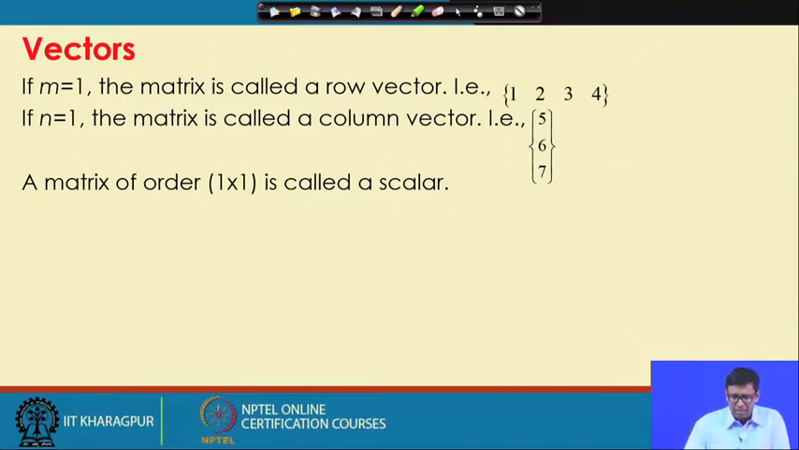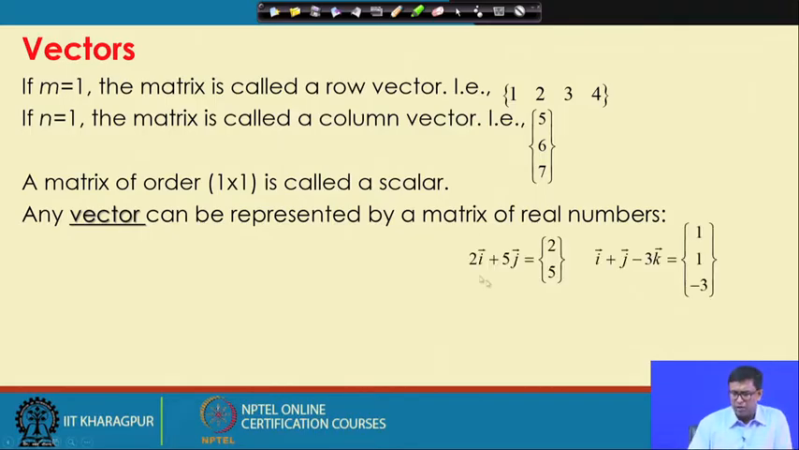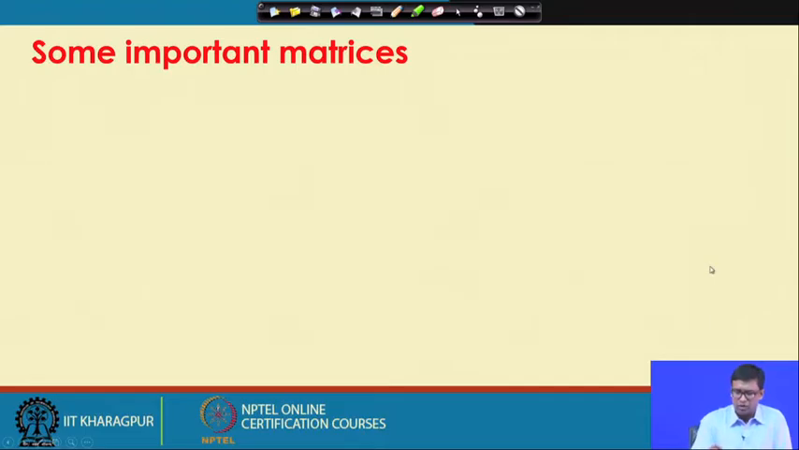Any vector can be represented by a matrix of real numbers. For example, when we talk about 2i plus 5j, which is a vector, in the x direction there are 2 units and in the y direction there are 5 units, and we can write it as 2 and 5, these two numbers. Similarly, a three dimensional vector can be written as a column matrix with order 3 into 1. There are 3 rows and 1 column.